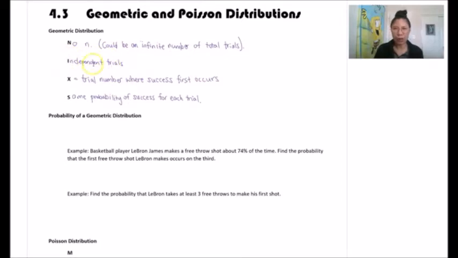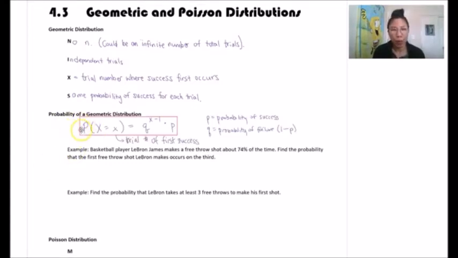Same thing as before, we have to have independent trials and the same probability of success for each trial. So those two rules are exactly the same as binomial. But the main difference is that there's no n, and x stands for not how many successes you want, it's the trial where your first success occurs. So the formula for finding the probability of a geometric distribution looks like this. We're going to have the probability that the random variable X equals x. This small x is the number that they're actually asking you about in the question.